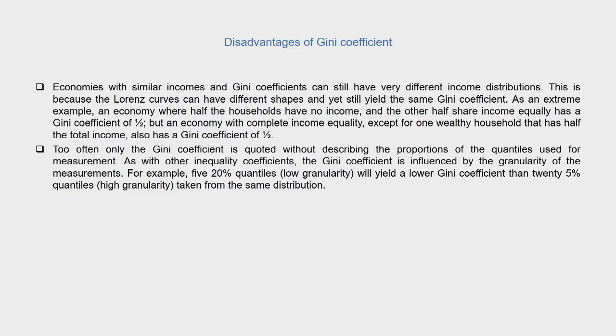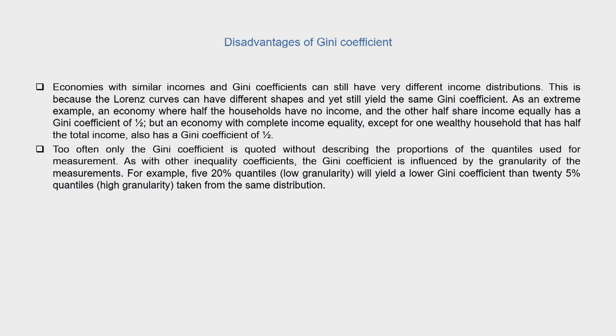The next disadvantage is that economies with similar incomes and Gini coefficients can still have very different income distributions, and this is because the Lorenz curves can have different shapes and yet still yield the same Gini coefficient. So, as an extreme example, an economy where half the households have no income and the other half share income equally has a Gini coefficient of 0.5. But an economy with complete income inequality except for one wealthy household that has half the total income also has a Gini coefficient of 0.5.